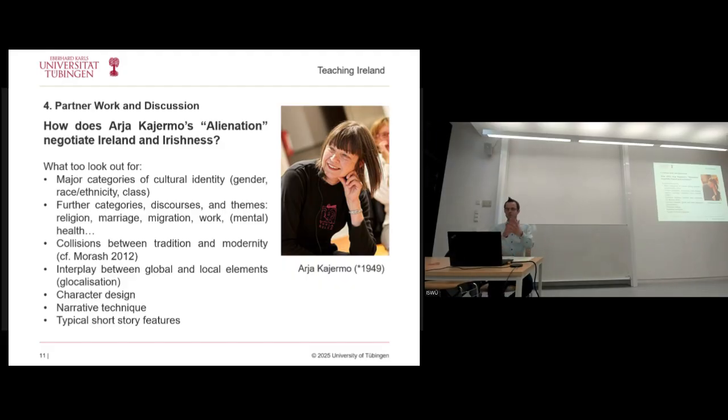So obviously, as mentioned before, we have these different categories that define people within the context of certain cultures, so gender, race, or ethnicity, and class. You may look at further categories, discourses, and themes that have been mentioned, right? Religion and secularization, marriage, migration, obviously work, health or mental health. These collisions between tradition and modernity that I've mentioned, the interplay between global and local elements that could also be referred to as glocalization, this interplay, right? Character design, narrative technique, if that's your thing, or the typical short story features we just explored.